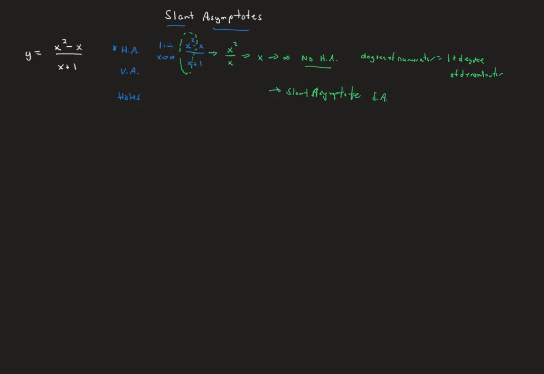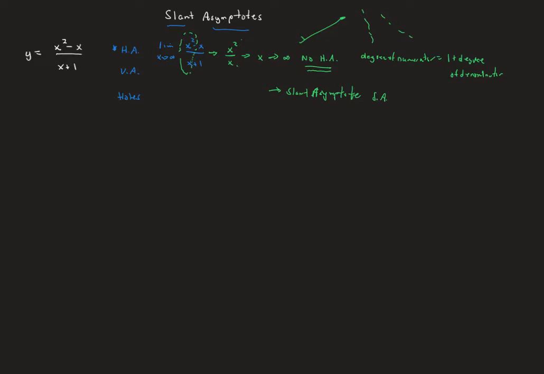So the idea is, as x gets really, really big, even though this is not going to approach a finite number, which is what we need for there to be a horizontal asymptote, it is going to act like some kind of line. Now, you may think it's going to be just y equals x, but we don't really know that yet. We're going to have to do a little bit more analysis. But at any rate, because the degree of the numerator is 1 bigger than the degree of the denominator, the ends of our graph are going to look like some kind of straight line, and we're going to have to figure out what that is.